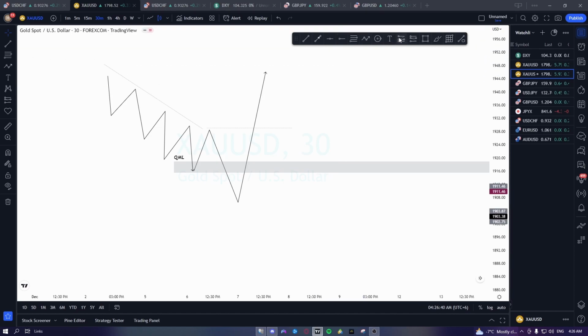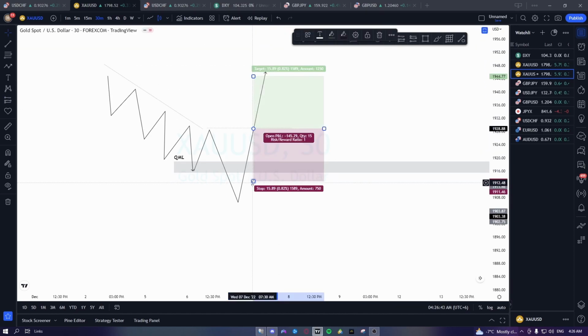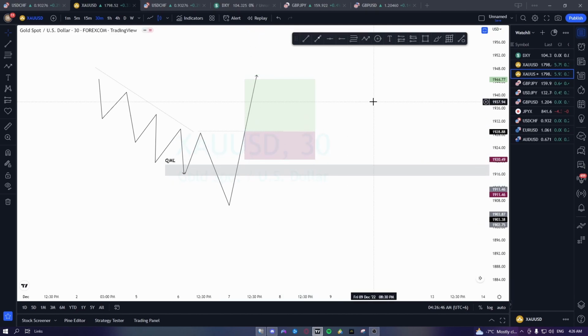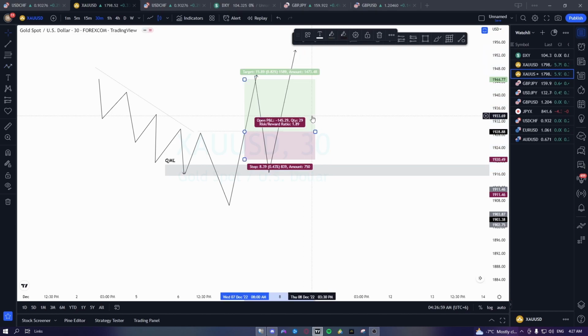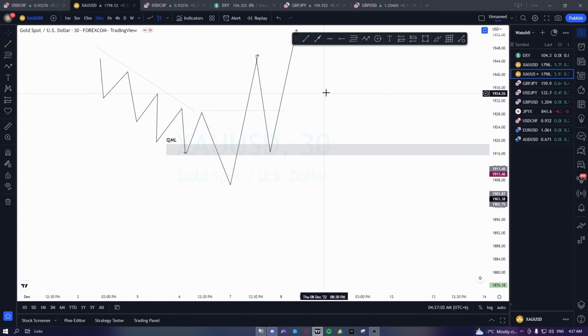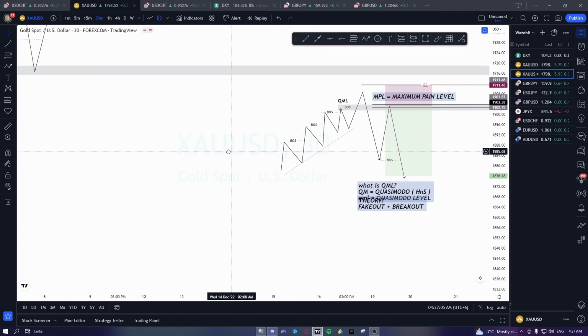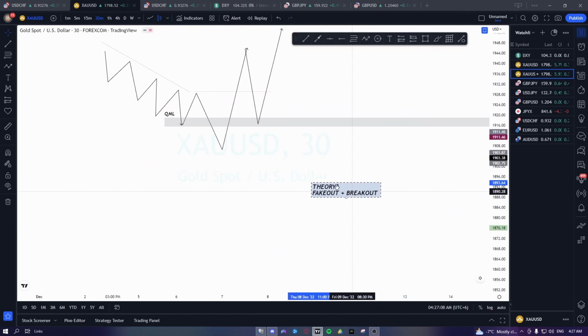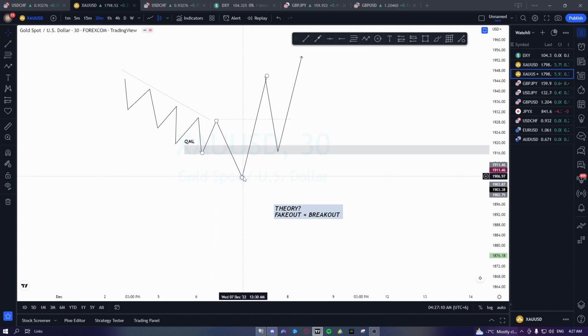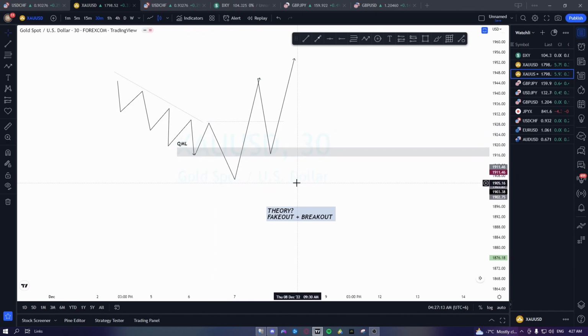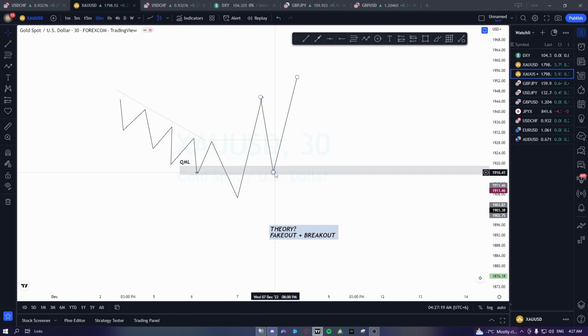So they will be like, okay, now we're taking buys. They take buys, and then what happens? The price goes down again, hitting their stops. After hitting their stops, it goes to the MPL level here, the maximum pain level, and then flips back up. So this is why the whole theory of the QM level, I like to call it what? Fake out and breakout. The market creates a fake out, one or two fake outs, and then after that a breakout.